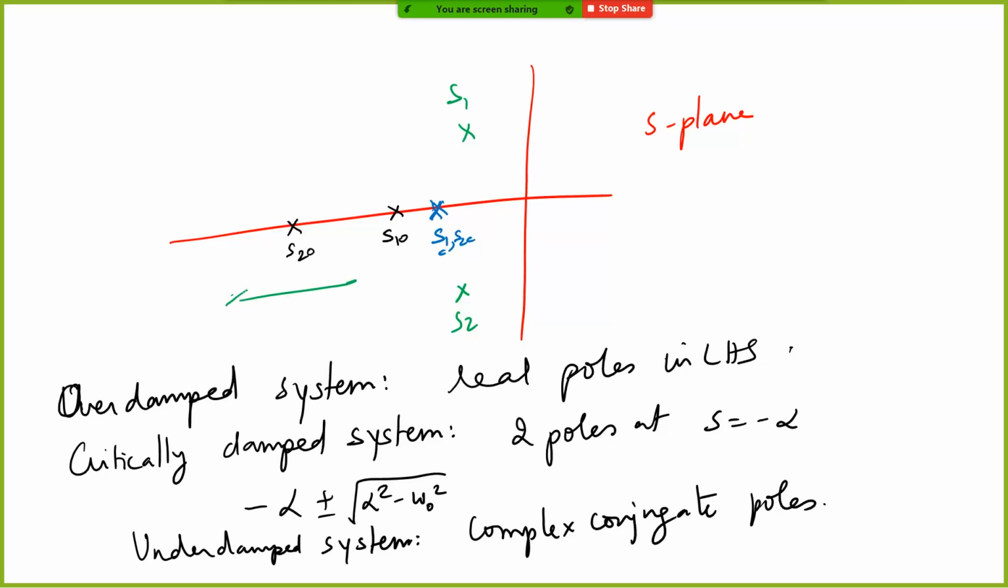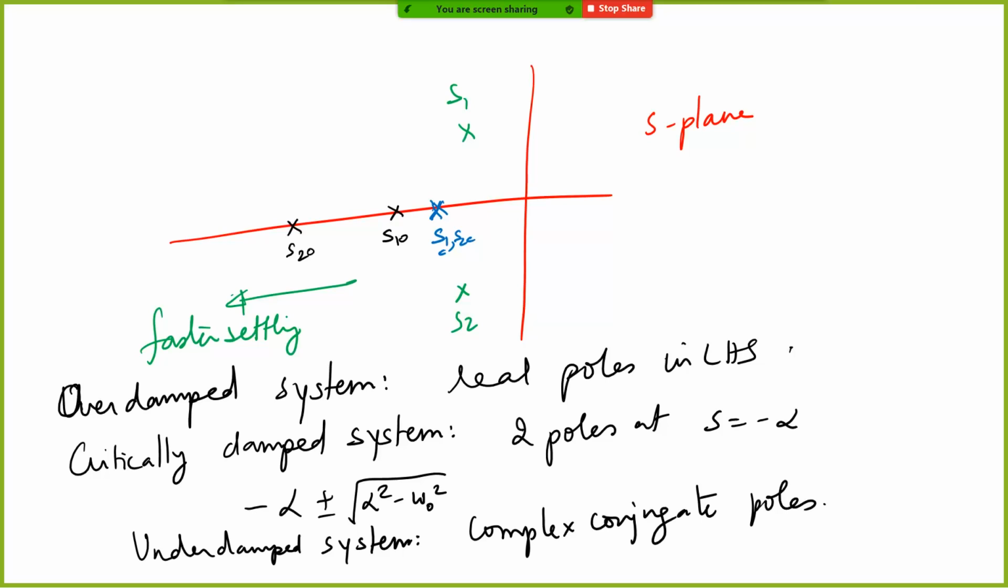As these poles move this side, as alpha becomes larger and larger for all these three scenarios, as the poles move more and more towards infinity, then you will have faster settling. So here you have faster settling, at least for overdamped and critically damped systems, and even for the underdamped systems.